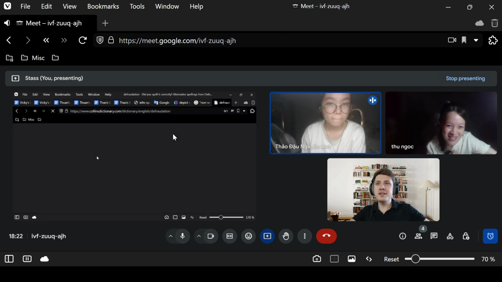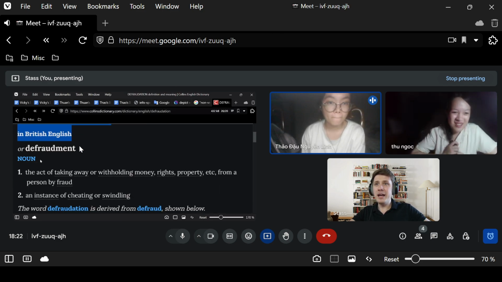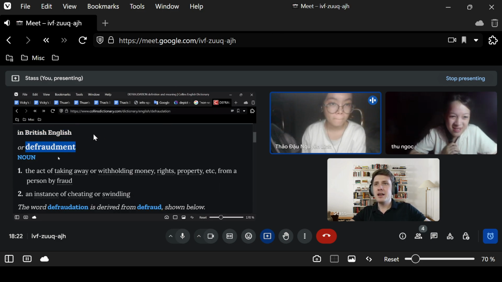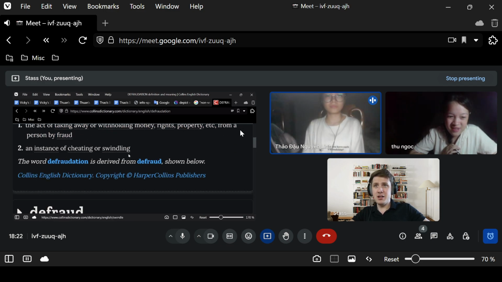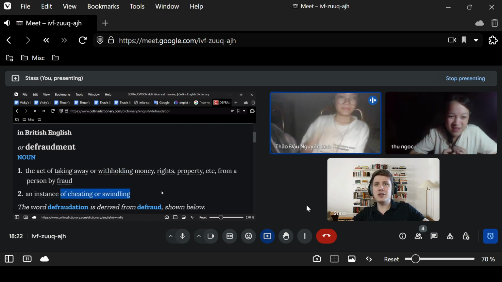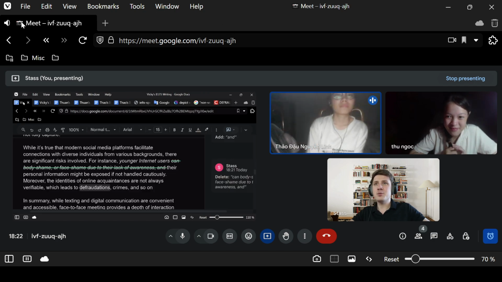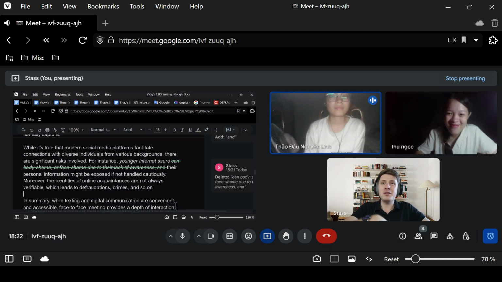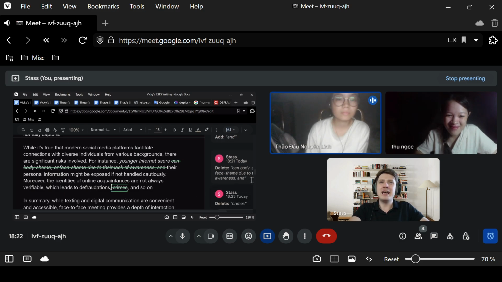Let's check in the Collins dictionary. Here we have it. Defraudment: the act of taking away or withholding money from a person by fraud. Okay, that makes sense. Cheating or swindling. Swindling, basically. Crime. Well, defraudation is a crime. It's part of crime. So you can't really say defraudations and so on, but that's okay.